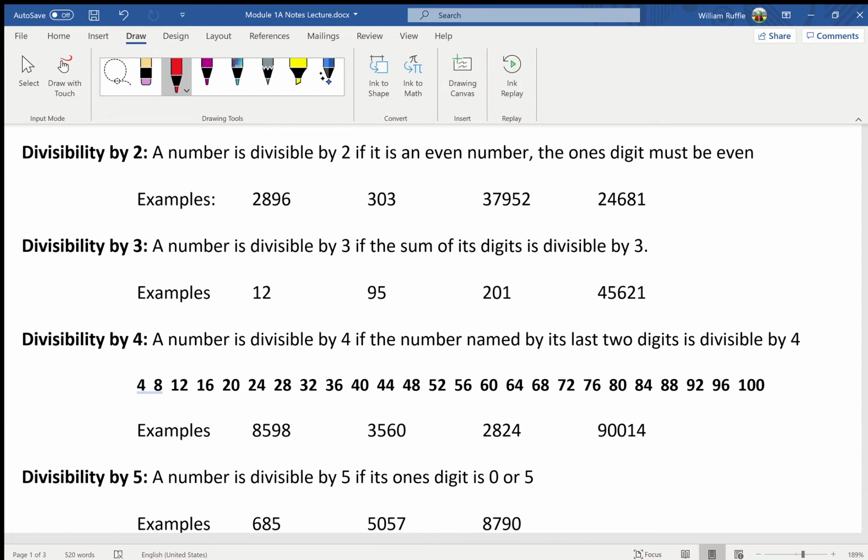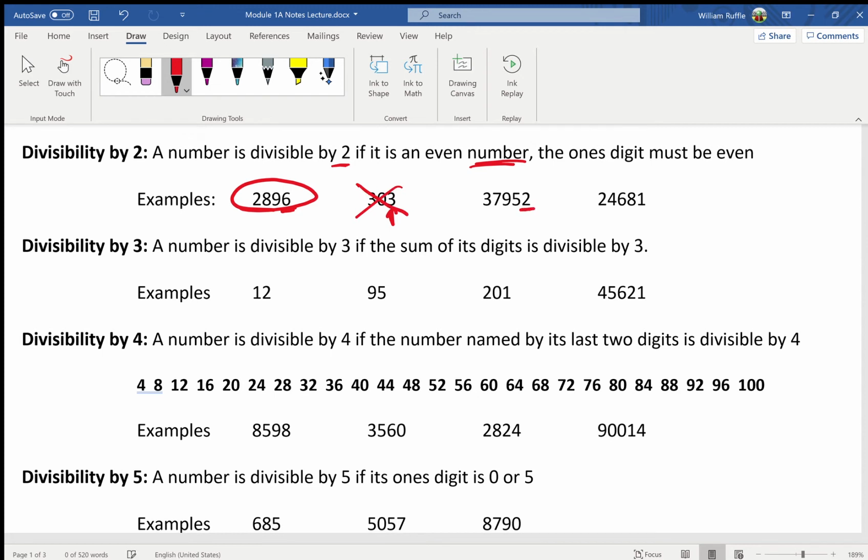A number is divisible by 2 if it's an even number. So in other words, the ones digit just has to be even. That last digit, the ones digit right there, is even, so that is divisible by 2. These numbers before it mean nothing. It's only the ones digit. This ones digit is a 3. That's an odd number, so no.